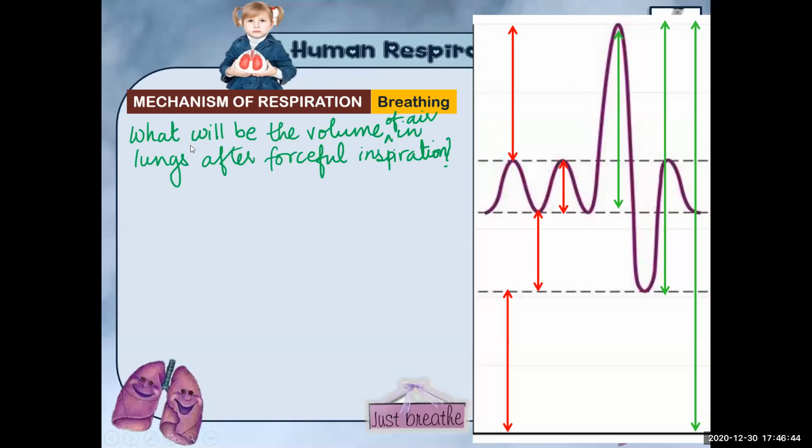What will be the volume of air in the lungs? Devangi, you are the first person to answer it correctly. Niranjan, you are correct as well.